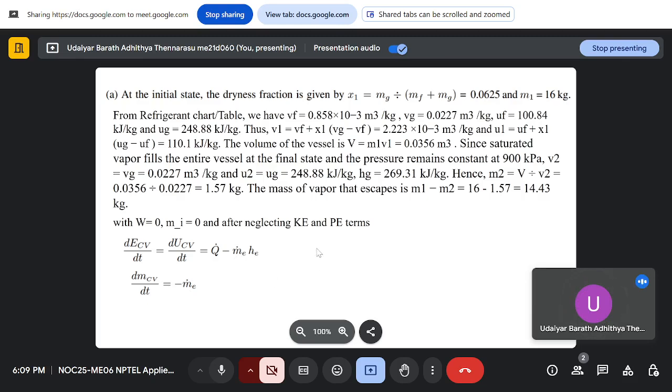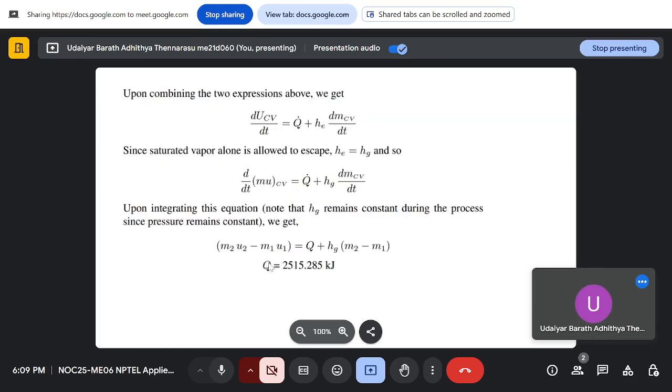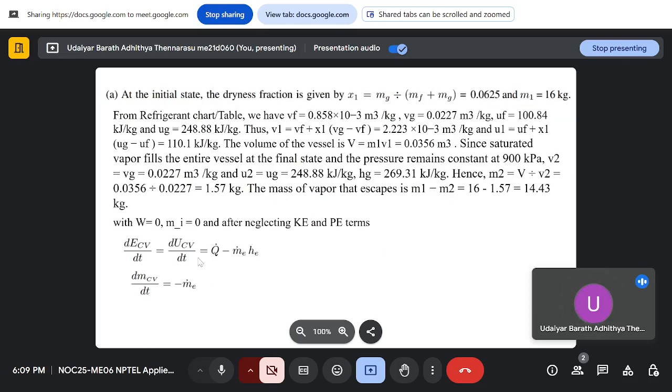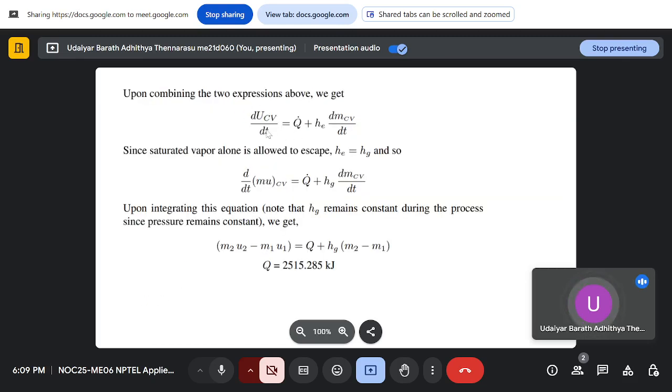So another equation is my mass flow equation. So similarly dm_CV by dt is the mass leaving, minus m dot e. So substituting m dot e from this mass balance equation and rearranging, this is what I get. So dU_CV by dt equals Q dot plus h_e dm_CV by dt. So my exit enthalpy is nothing but my saturated vapor gas which is coming out. So h_e is h_g, and U_CV you can write as mass into specific internal energy, m u.